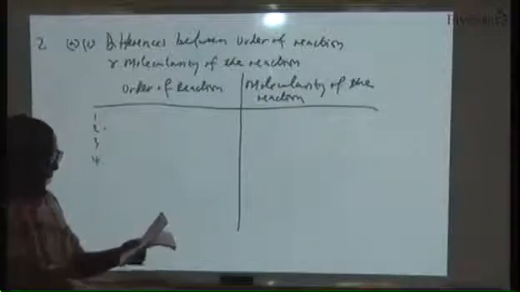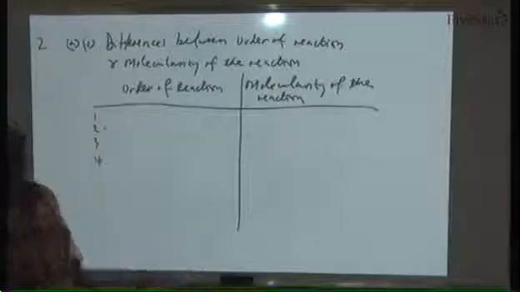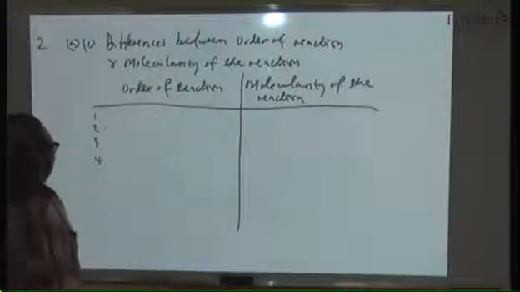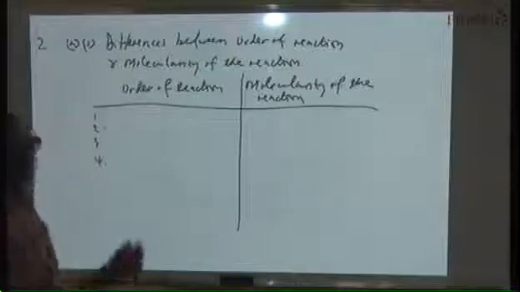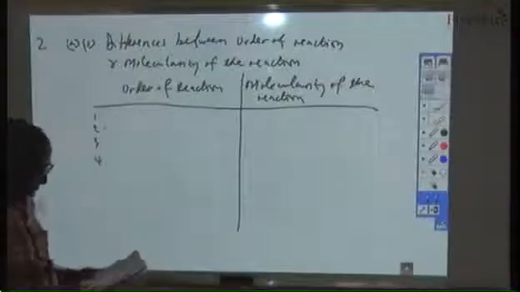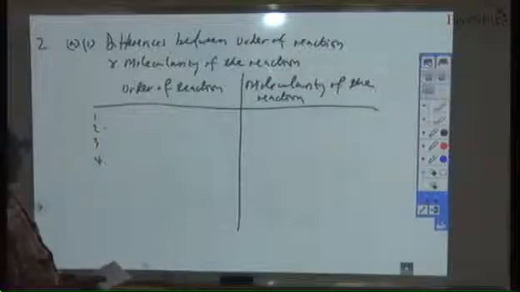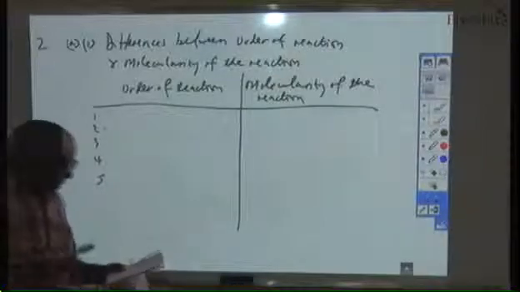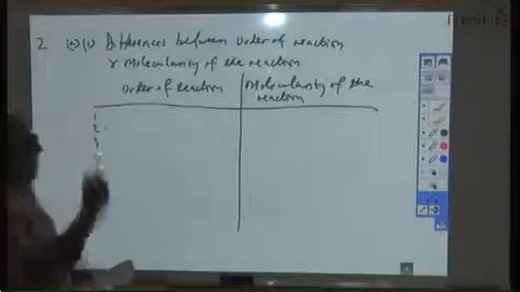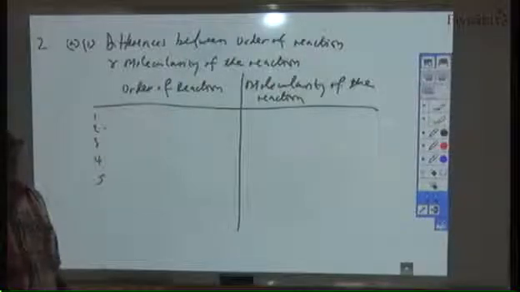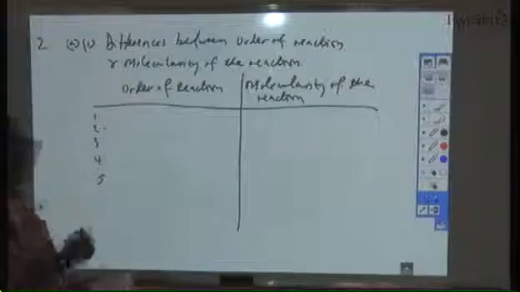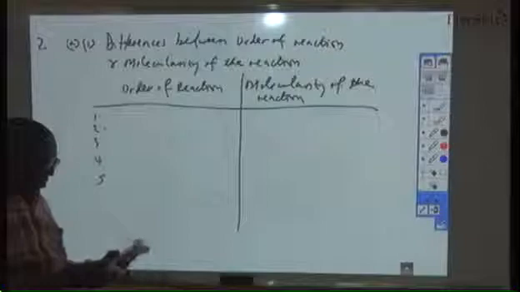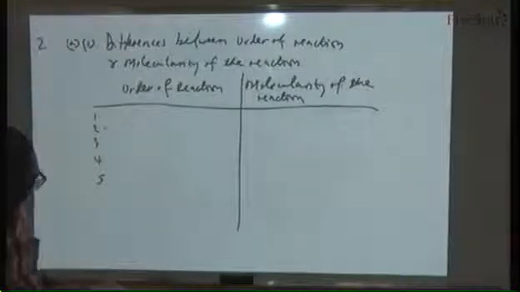But molecularity of the reaction cannot be zero. There must be a particular number of reacting particles, reacting species, but order of reaction can be zero. An extra, the fifth one, if you like: order of reaction can change with conditions. The experimental conditions can change the order of reaction, but molecularity cannot change with conditions.